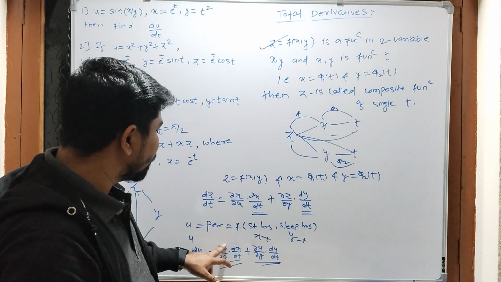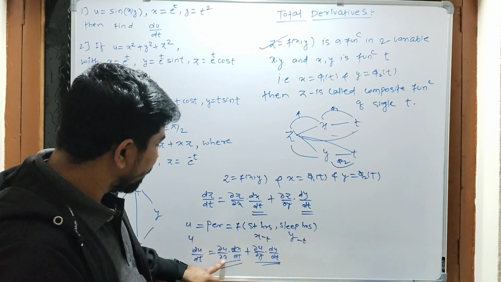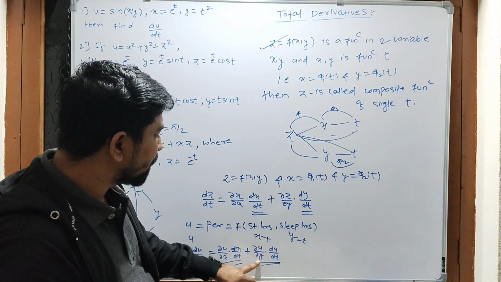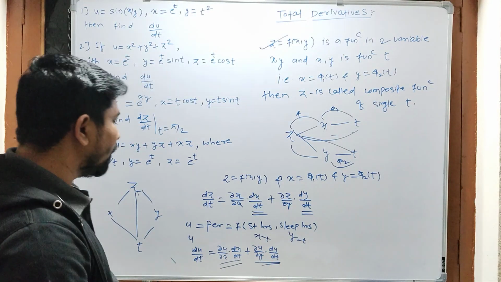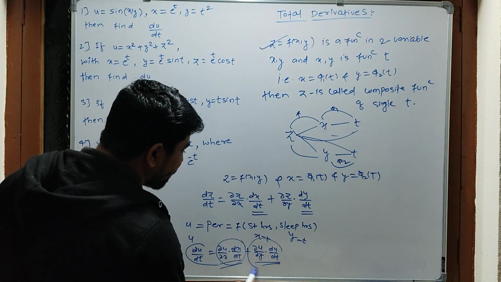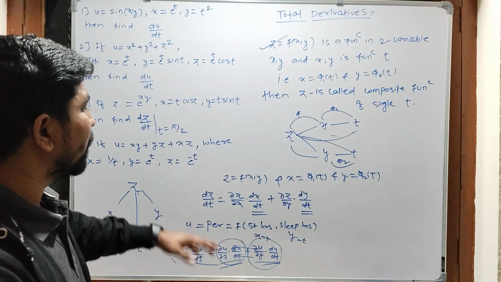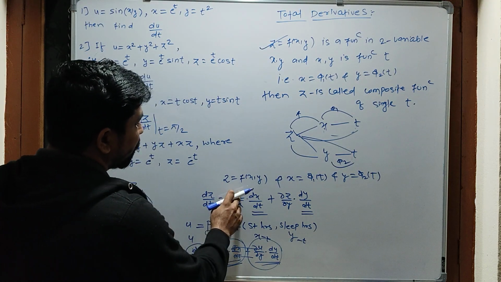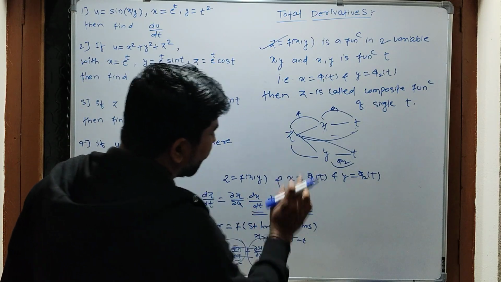So u, the performance, is a function of study hours, and study hour is again a function of t. Performance is a function of sleeping hour, and sleeping hour is again a function of time t. The total performance of my student depends on study hour as well as sleeping hour, the combination of these two. So that is the total derivative. Therefore the total derivative of z with respect to t equals ∂z/∂x into dx/dt plus ∂z/∂y into dy/dt.